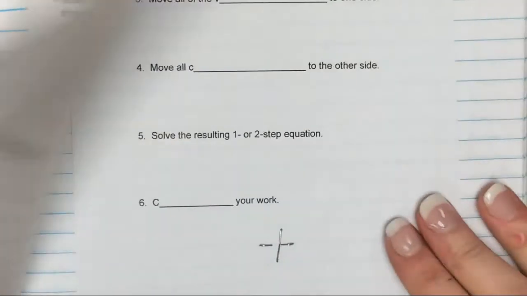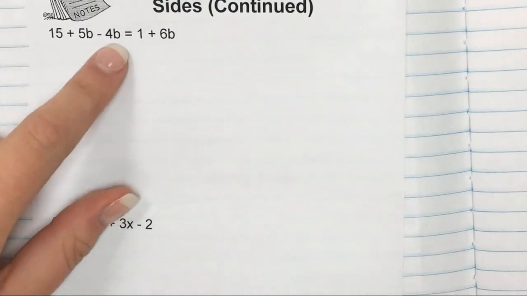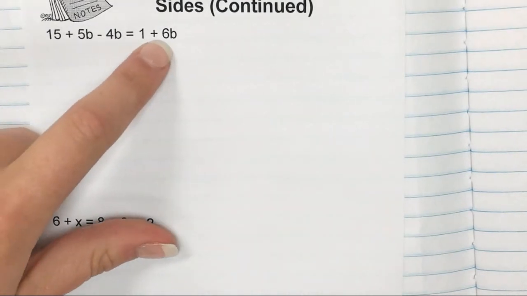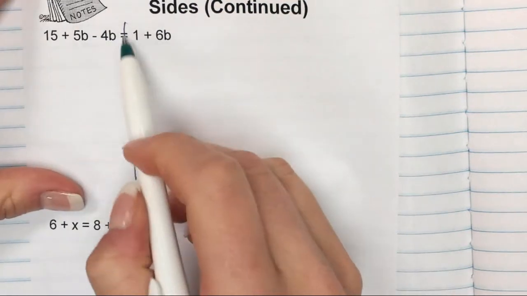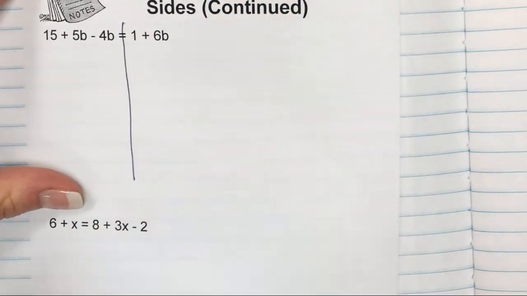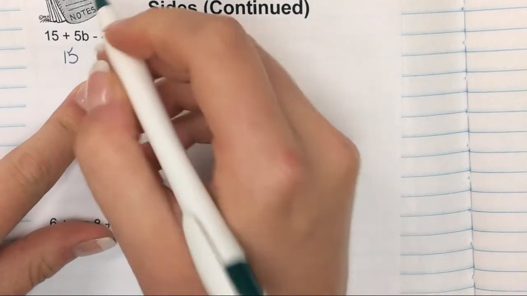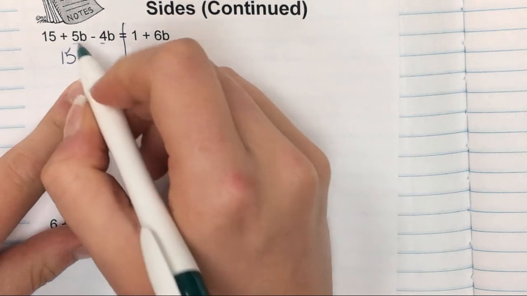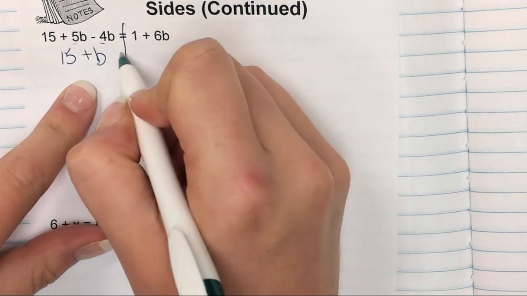A couple more examples, 2 more to be exact. On the other side here, I have 15 plus 5b minus 4b equals 1 plus 6b. Notice that I have some like terms here on the left. First thing I want to do is make sure I combine them. So I have 15, a positive 5b minus a 4b. Again, you add their coefficients. Positive 5 and negative 4 is a positive 1b, or just b.